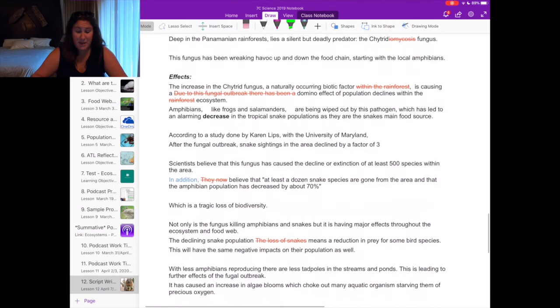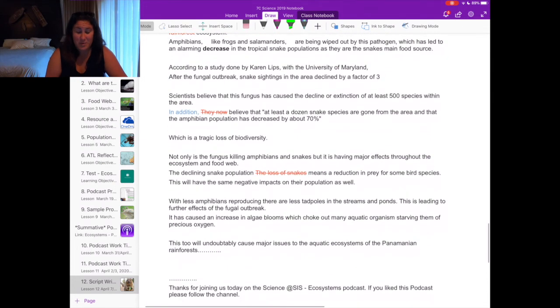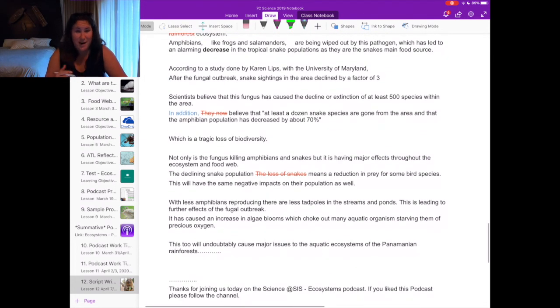According to a study done by Karen Lips with the University of Maryland, after the fungal outbreak, snake sightings in the area declined by a factor of 3. Scientists believe that this fungus has caused the decline or extinction of at least 500 species within the area. In addition, they believe that at least a dozen snake species are gone from the area and that the amphibian population has decreased by about 70%, which is a tragic loss of biodiversity.